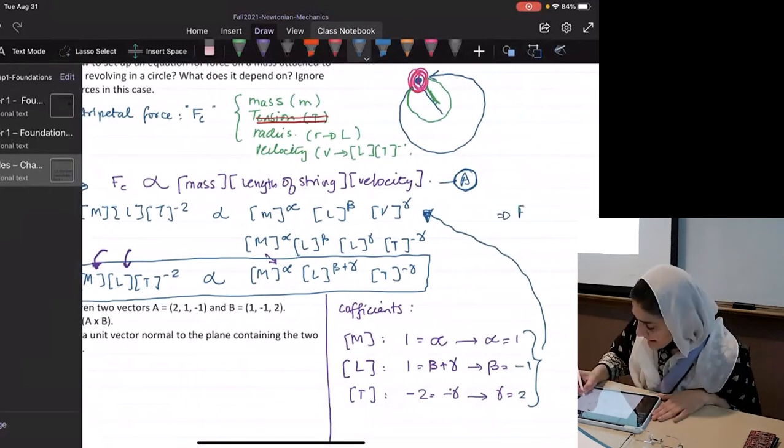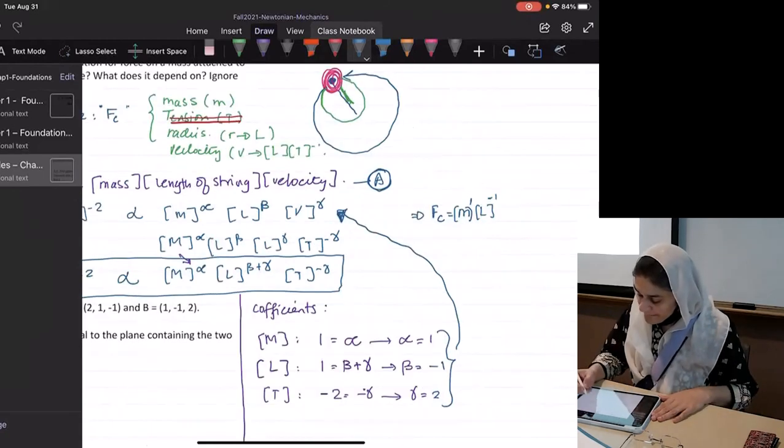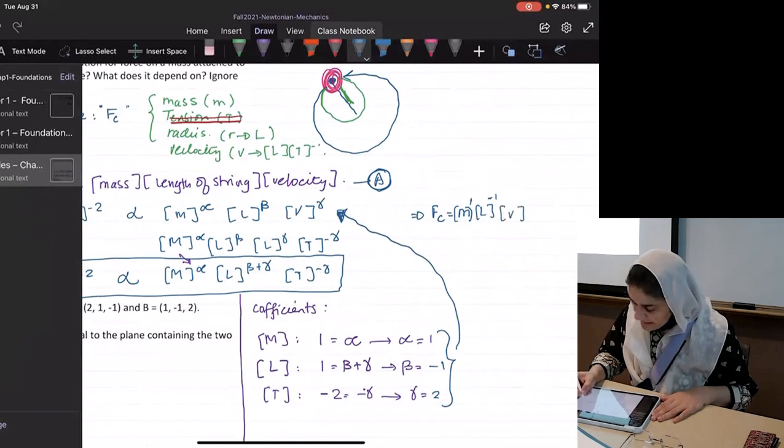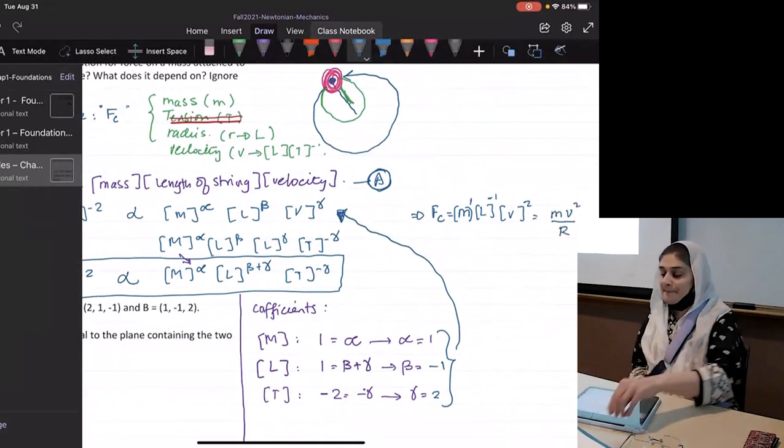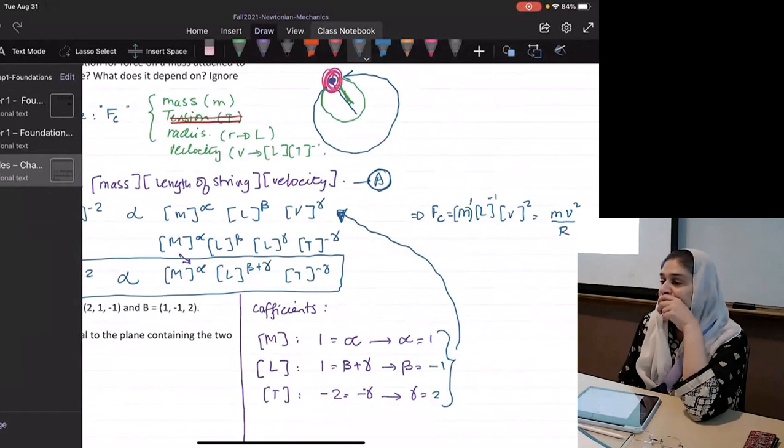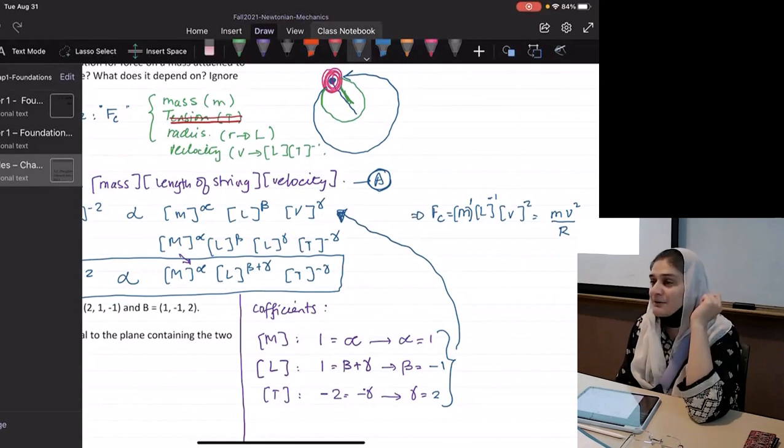What do you get? F_C equals M, alpha is 1, L is -1, and V is 2, which means it is mv squared over r. Is that the formula for centripetal acceleration? This is how you develop formulas.